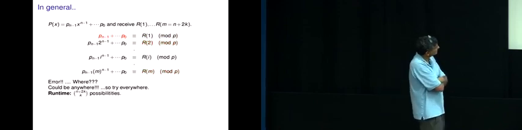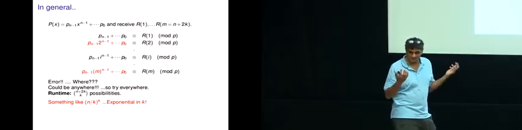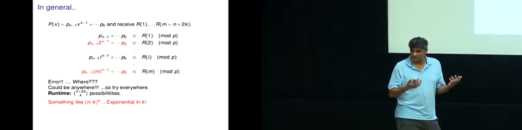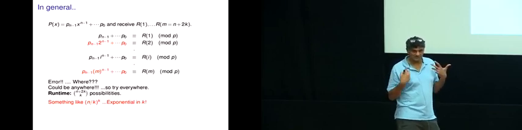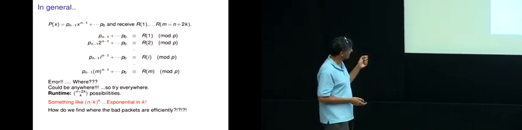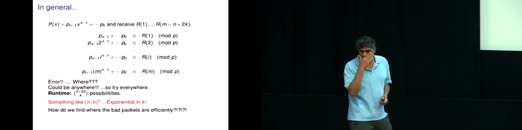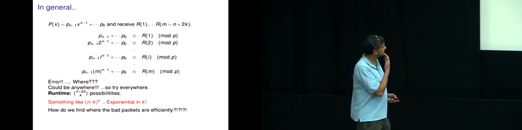But if there's k errors, there's n plus 2k choose k possibilities of where the errors are. So this is a big number. It's something like n over k to the k. It's exponential in k. So if you have 5 errors, you're going to get n to the 5th or something, or if you have 100 errors, you're going to get n to the 100, which is a disaster. So how do we find where the bad packets are efficiently? That's the question.